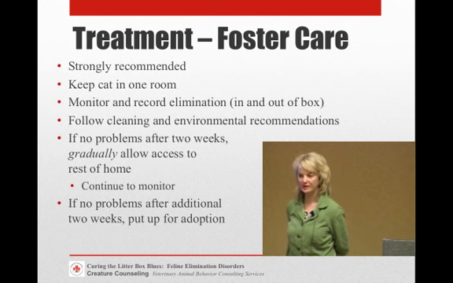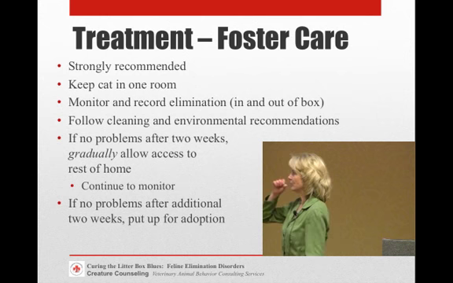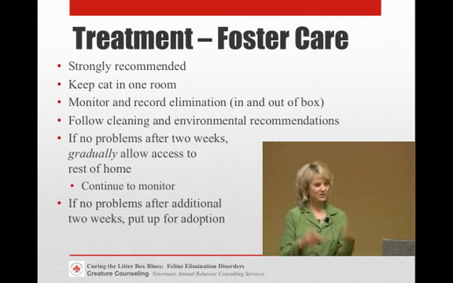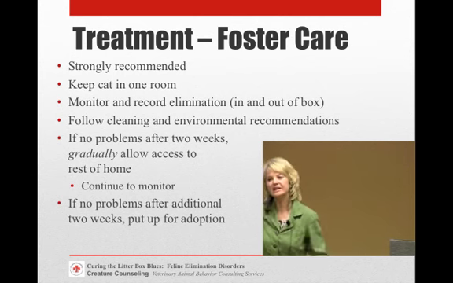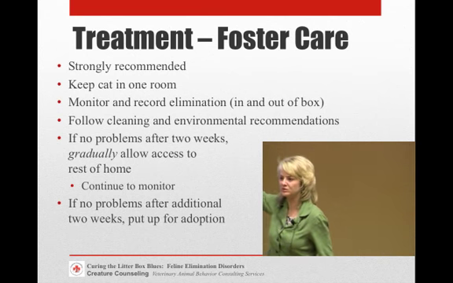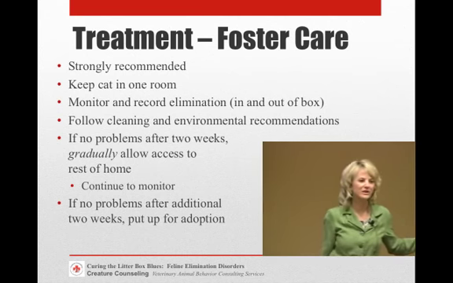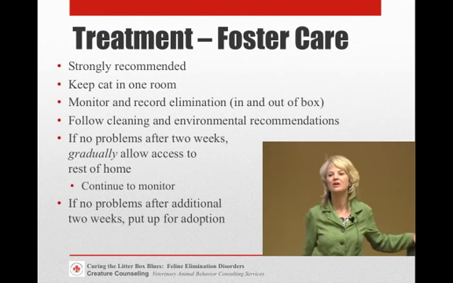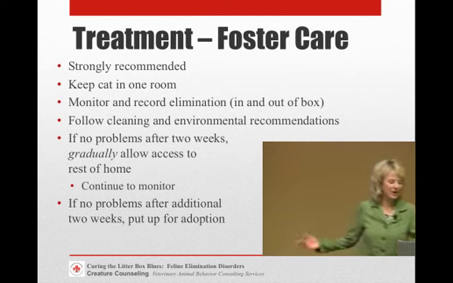And then after 2 weeks, if the cat is using the litter box in a defined area, then what we do is say, okay, after that period, continue to monitor, but we'll gradually expose them to the rest of the household. Key here, you guys, is gradual. The biggest mistake I see people make over and over again is that we give cats too much access to too much territory all at once. And it's too hard for them in most cases. So foster care is best.